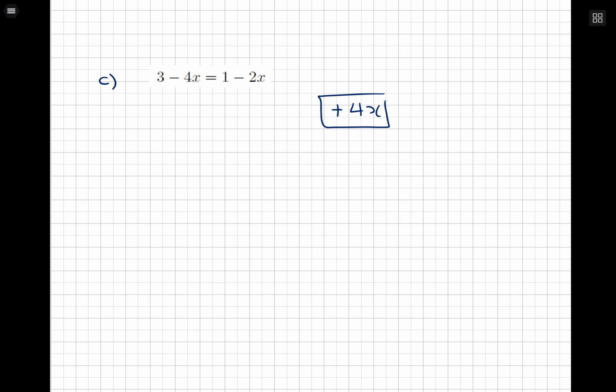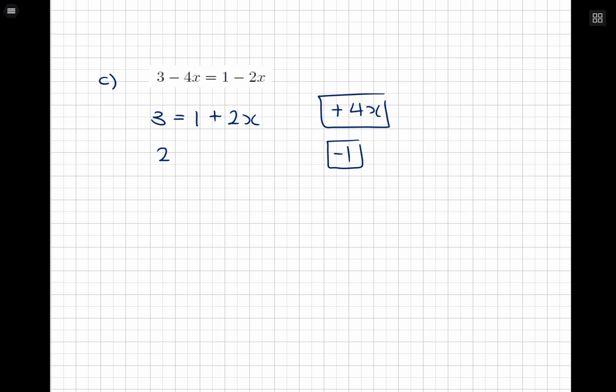We're adding 4x to both sides. So on the left hand side we end up with just the 3. On the right hand side we've got 1, and then we've got minus 2x plus 4x is plus 2x. Okay, and so our x is on the right hand side and there's no x on the left hand side, so we're getting somewhere. Next we need to get rid of the plus 1, so we're going to subtract 1 from both sides.